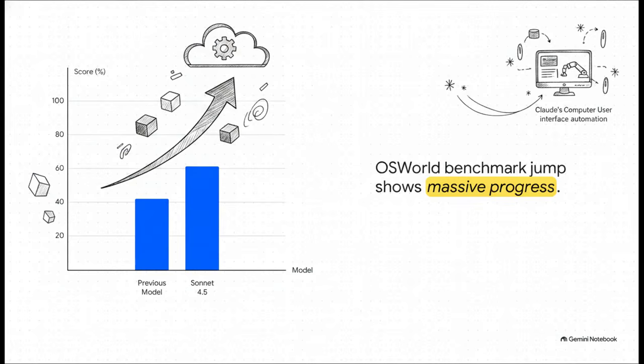Now, to put into perspective just how big of a generational leap we're dealing with here, take a look at the OS World Benchmark. This tests real-world computer tasks. The previous model scored 42.2%, but just 4 months later, Claude Sonnet 4.5 hit 61.4%. That is a near 50% jump in autonomous computer competence in a single generation. It's an absolutely massive leap in just a few months.